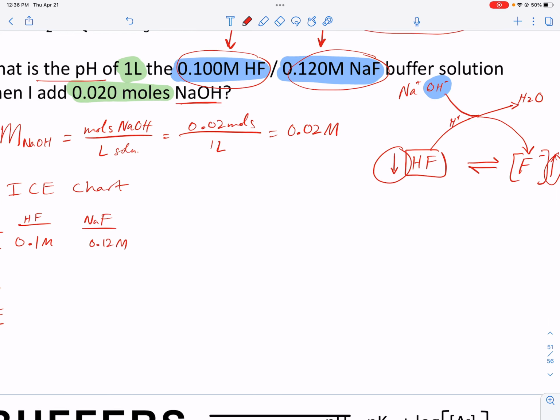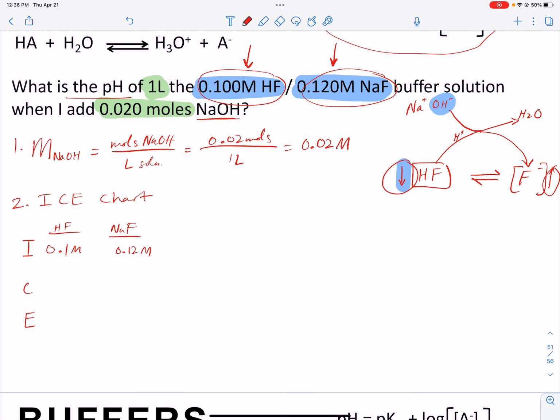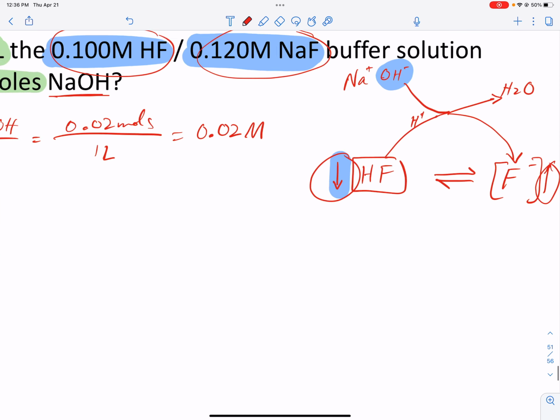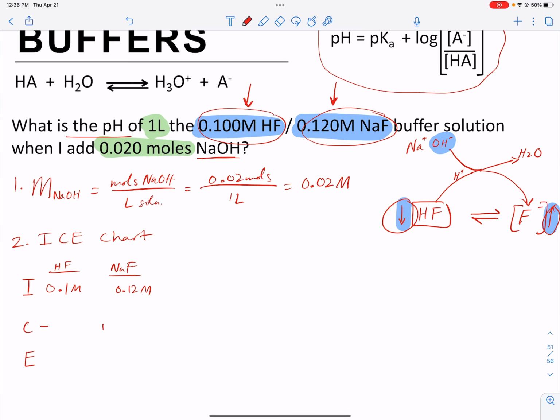If we are using up HF, and the concentration of it is going down, decreasing, that means when we add base, we're going to subtract from this column. And since the arrow for F minus means we're going to make more of it, it's going to go up, then we're going to add to our conjugate base column. All right?